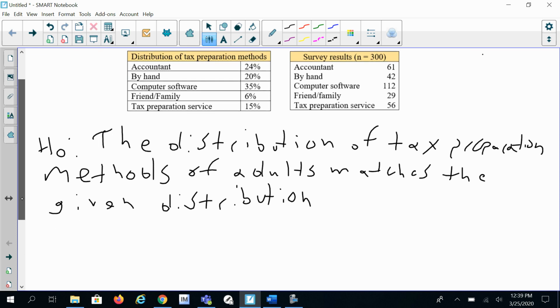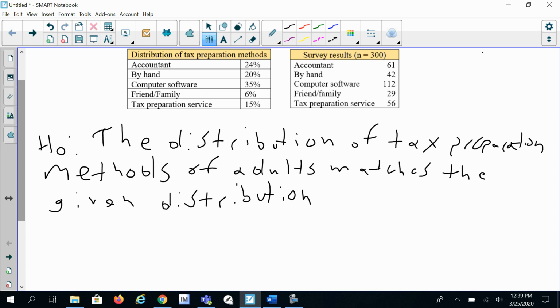And that is much quicker than saying that accountant is 24%, by hand is 20%. So that's why we write H0 in words. It's much faster instead of defining all these different parameters and all that jazz. So the null hypothesis for this type of problem will always be that the distribution of whatever matches the given distribution.